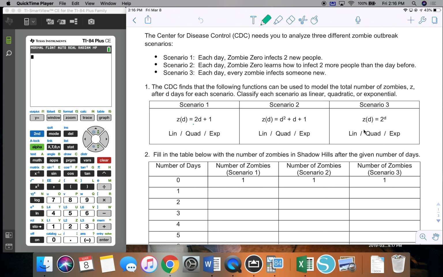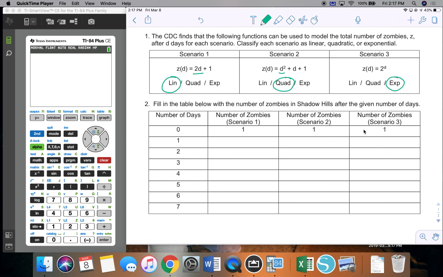This first one is just a normal everyday linear function. It's an example of linear because we have the letter D for days, and it's not D squared and it's not a little d. Scenario 2 has a D squared, which would be quadratic, and scenario 3 has D in the exponent, so that would be exponential. So step 2, they want us to fill in the table.